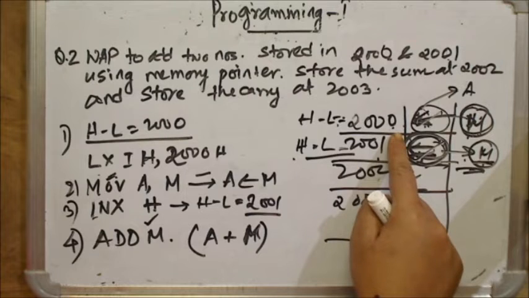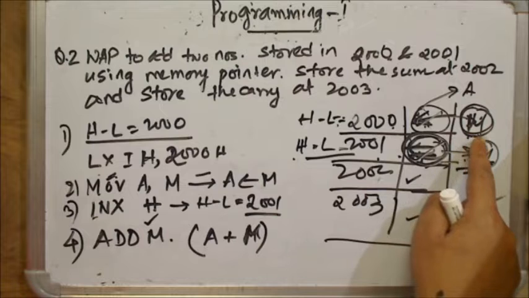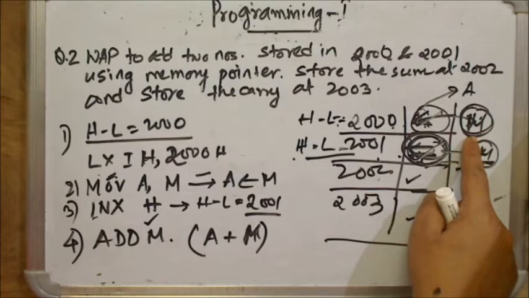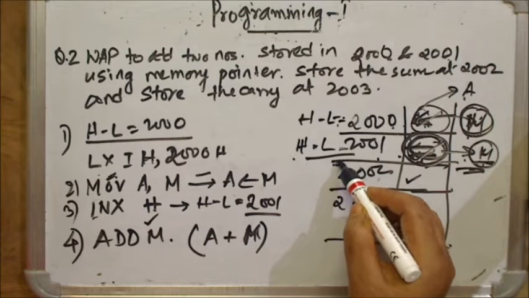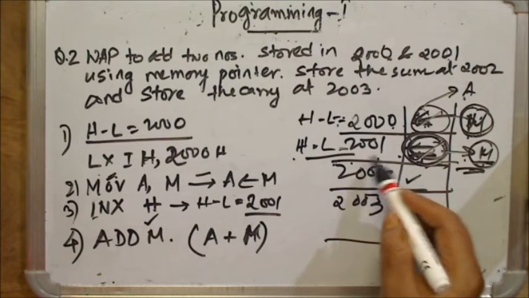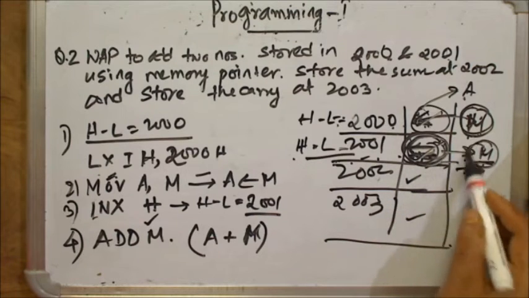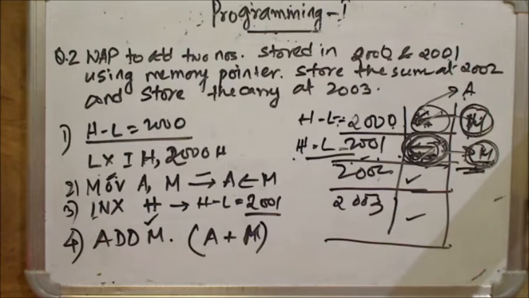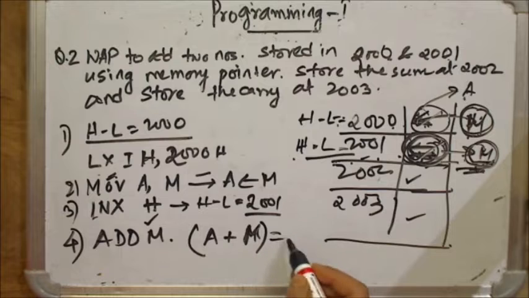The first data, pointed by M through LXI H, we have stored in A. Then we have incremented the HL pair, so the new location pointed to is 2001. It is the new data pointer, that is M. So we are adding both the numbers, and after adding, the answer will be stored in the accumulator.